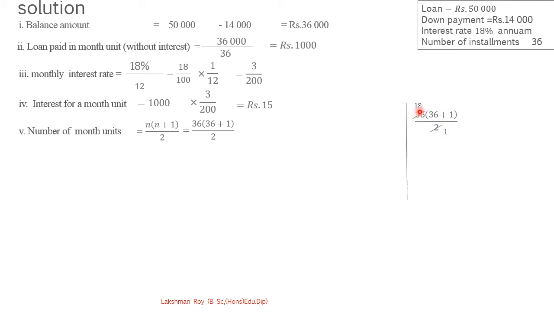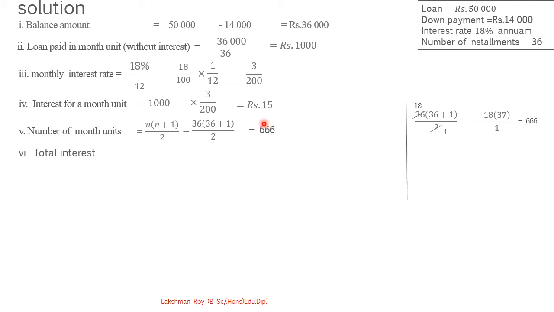Then 18 should multiply by the number inside the bracket. So what is the number inside the bracket? It is 37. So 18 should multiply by 37, the denominator is 1, so divide by 1, which means no change to the answer. If you multiply 18 by 37, then you get 666. So that is the number of month units, right?